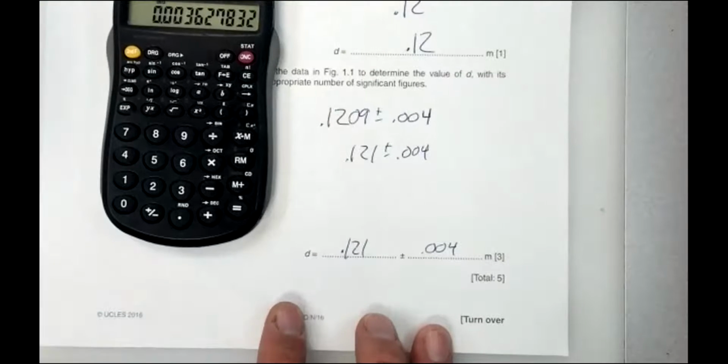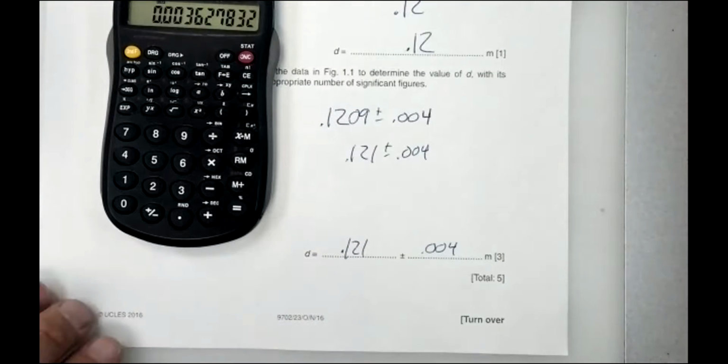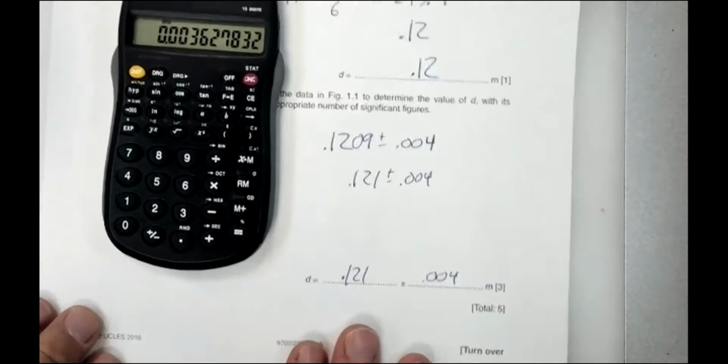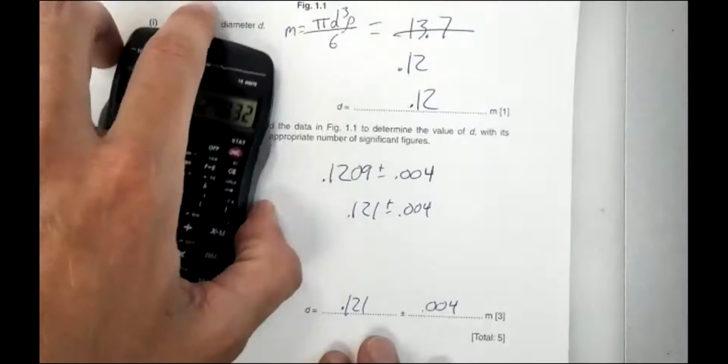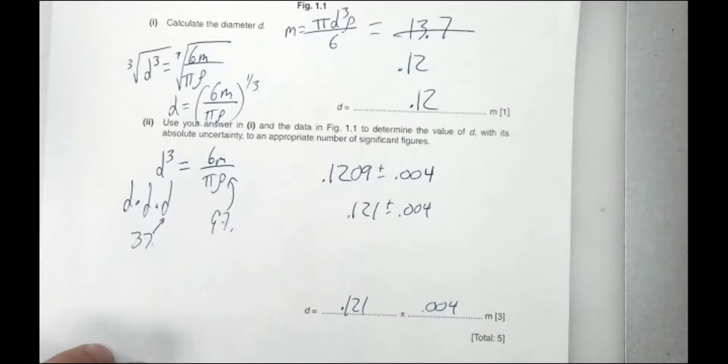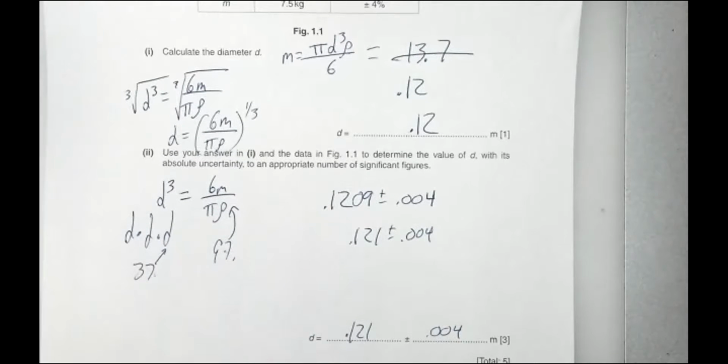That's what you should get for your last 3 marks there. All right, so that's out of 5. This is one where we'll take a look at the mark scheme and make sure that we've attacked this correctly, but I'm nearly certain that's correct.